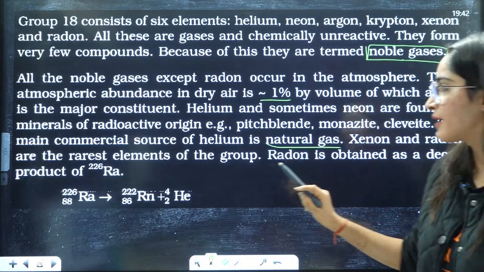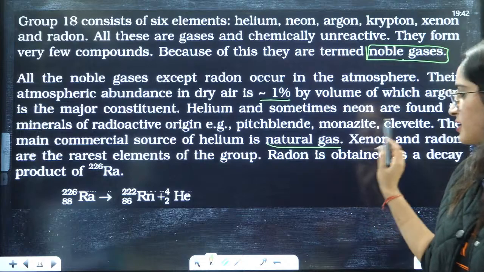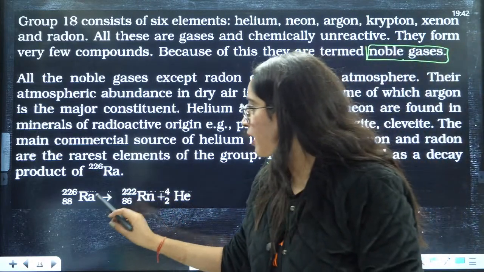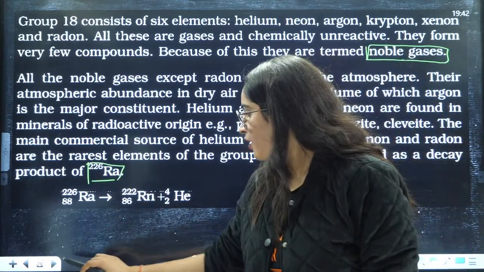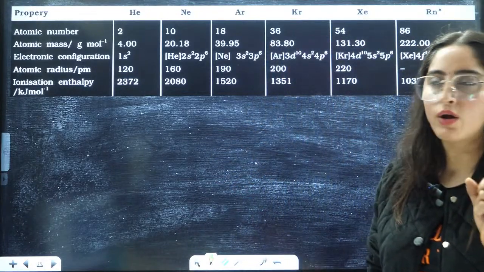Xenon and radon are the rarest elements in the group. That is why we will hardly study about them, but xenon will have some compounds. Radon is obtained as a decay product of radium, right? Okay, as a decay we will have radium. As a decay of radium, you will have radon, right?